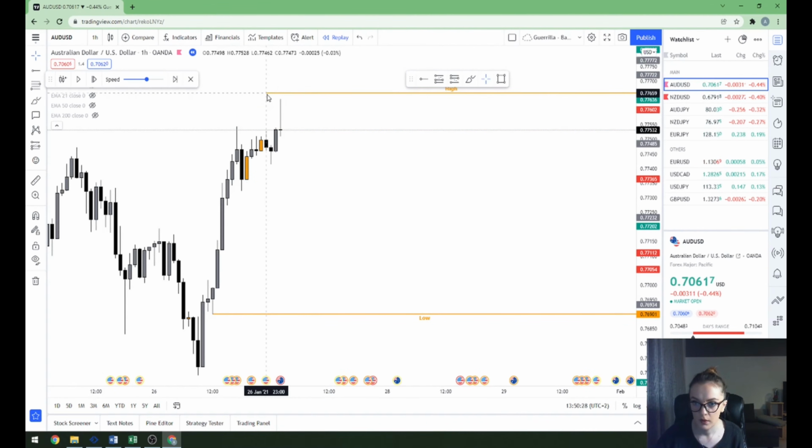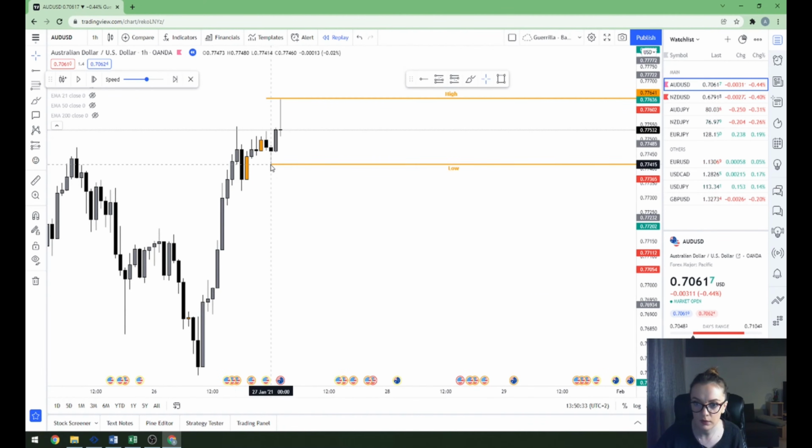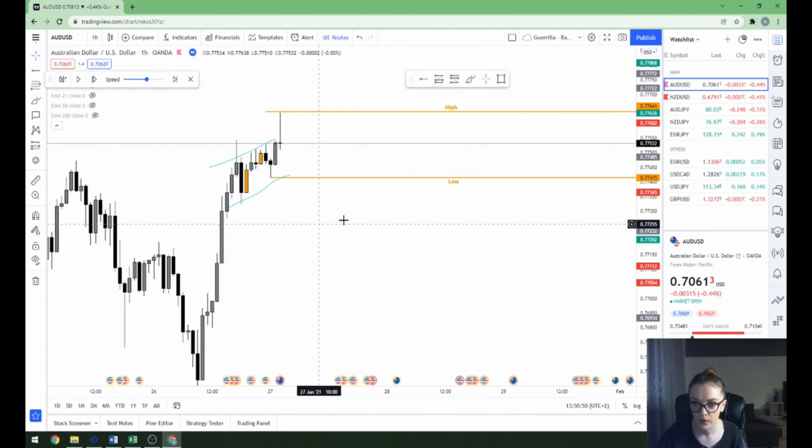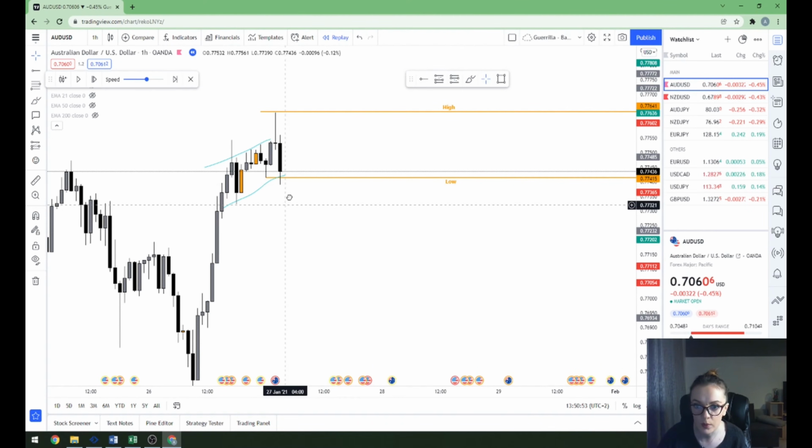Okay. So here, what I can say is that the price was going up impulsively to the upside, and now it's creating kind of an ascending channel. For me, this is a sign that the price might reverse, but let's see how the price will break.